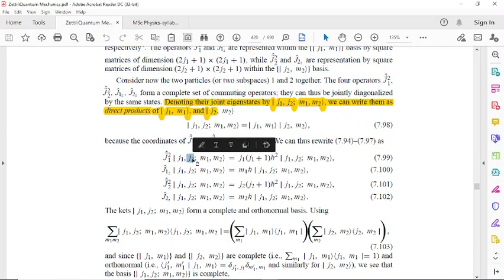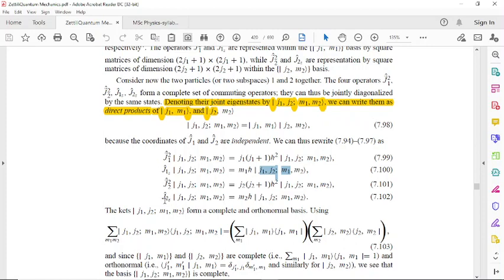J2 will be there, but it is not operating on J1. So if J1 square is acting on the joint eigenstate |J1, J2, M1, M2>, only the J1 value changes. So the eigenvalue is J1(J1+1)ħ², the same eigenstate. For J1z, M1 is responsible, so we will get M1ħ, the same eigenstate. For J2, only J2 is responsible, so J2 square on |J1, J2, M1, M2> gives J2(J2+1)ħ², the same eigenstate.